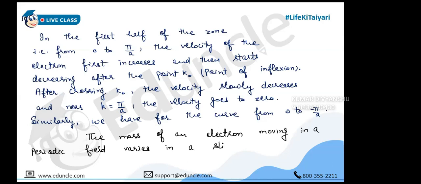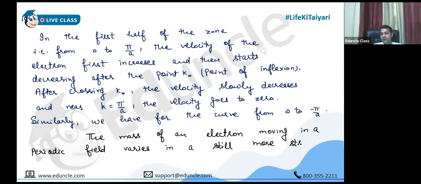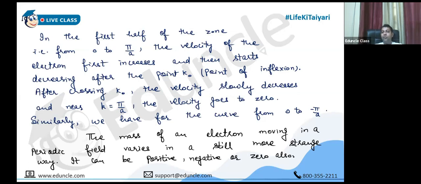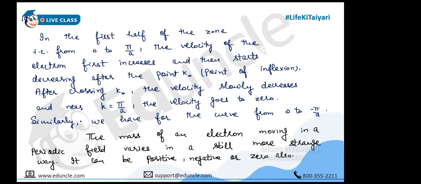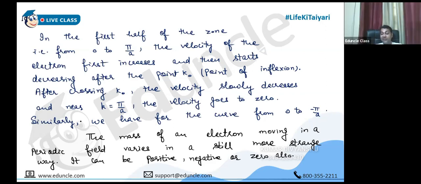Yes, sir. And the mass varies in a still more strange way. You will be shocked to see that the mass of the electron moving inside the crystal can be negative also. So all the values are possible. And this is unlike the mass of the real quantities that we discuss in real life. We never say that any object can have negative mass. Do we say this? Never. We always say that the mass is a positive quantity. And if an object does not have a mass, then it simply does not exist. Am I right? Yes, sir. But the strange thing is happening inside the lattice. The electron can have negative mass also.